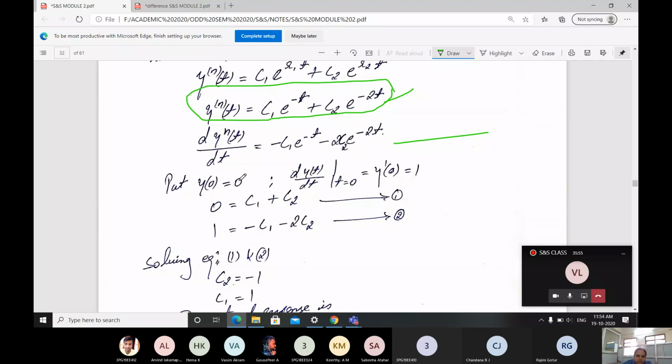y of 0 is going to be equal to 0, and dy of t divided by dt at t equals 0. Therefore, in some books they give this as y dash of 0 also. y dash of 0 is nothing but dy of t divided by dt only. Don't get confused here. That is going to be equal to 1.